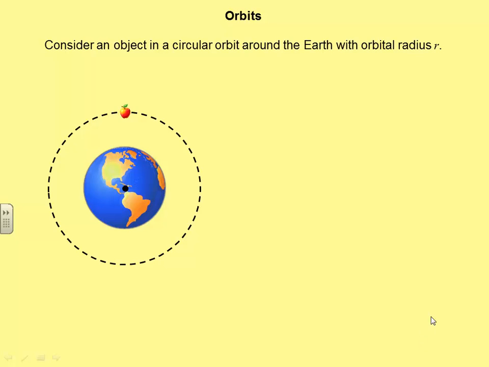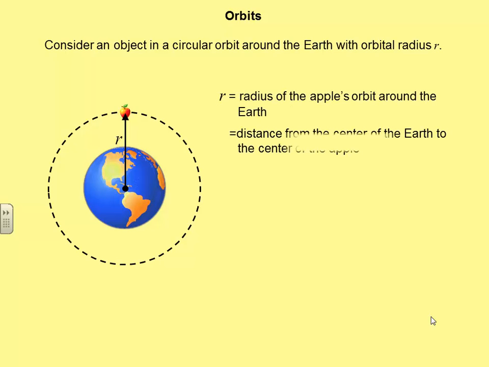Hello everyone, and welcome to a discussion of circular orbits. So consider, as in the picture here, that the apple is moving in a circular orbit around the Earth, and that the orbital radius of that apple is r, which means that r is both the radius of the apple's orbit and the distance from the center of the Earth to the center of the apple. Those are the same two values.